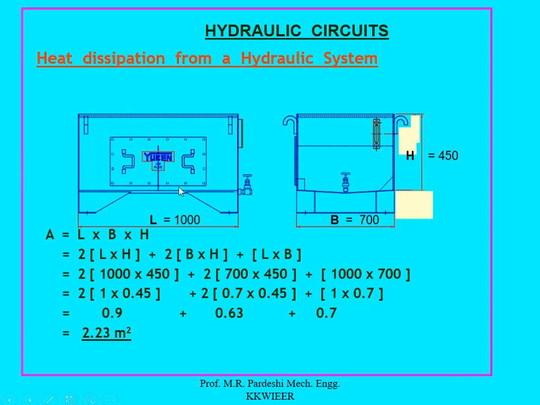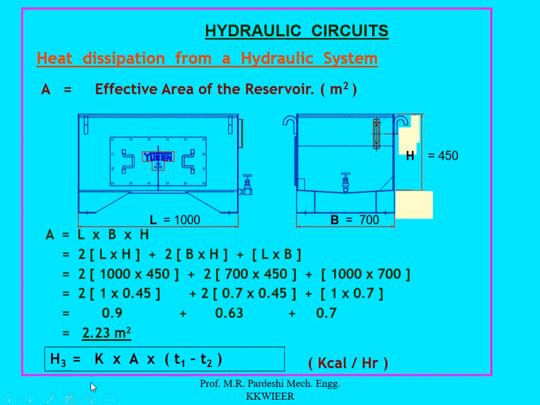Here the reservoir has dimensions: length L is 1000, width is 700 and height H is 450. So we can calculate the area: A is equal to twice L into H plus twice B into H plus twice L into B. Here we get the area as 2.23 meter square. We put this A as the effective area of the reservoir in meter square. So H3 can be calculated as K into A into T1 minus T2. All of you know that H is equal to K into delta T, so T1 minus T2, in kilocalorie per hour.